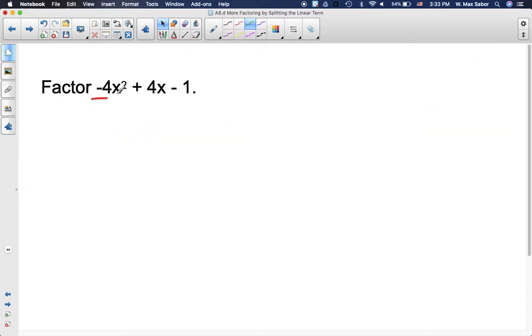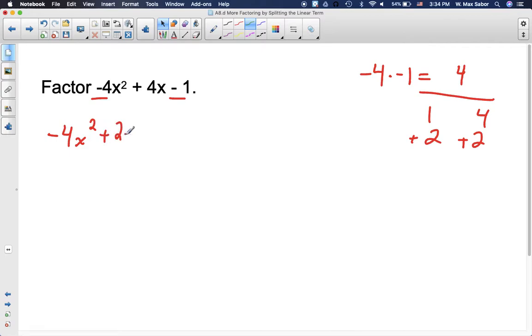Last one, negative 4 times negative 1 gives us positive 4. We got 1 and 4 or 2 and 2, so we'll want a positive 2 and a positive 2. So negative 4x squared plus 2x plus 2x minus 1. Well, here there's no common factor, it's just 1.